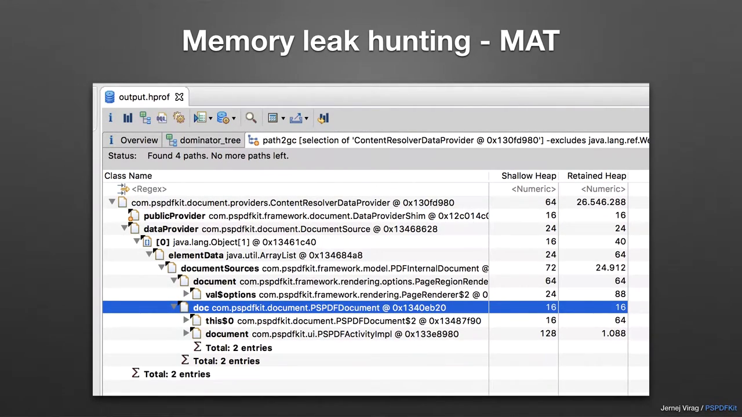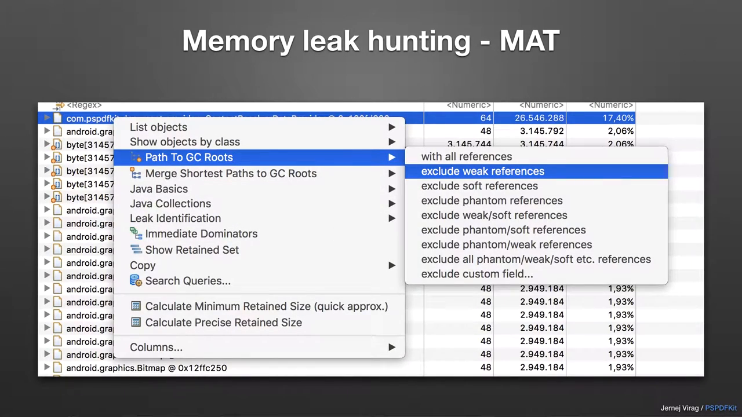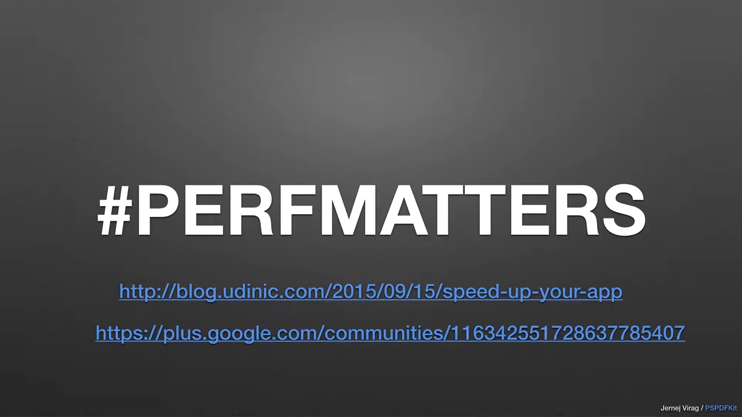data provider, document source, then it's an object inside an array list, which is being called in document sources, which is being called in document, which is being carried in doc, and then you can figure out why exactly that thing is still alive. And if you actually click on it here, it's also going to show you its properties, so you can see why it's actually 27 megabytes long. So this is a pretty useful tool.